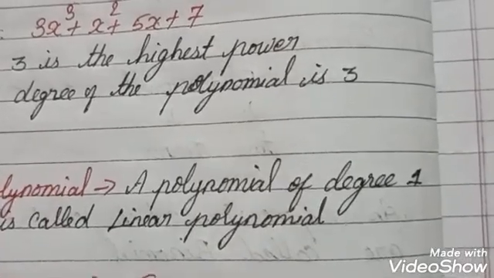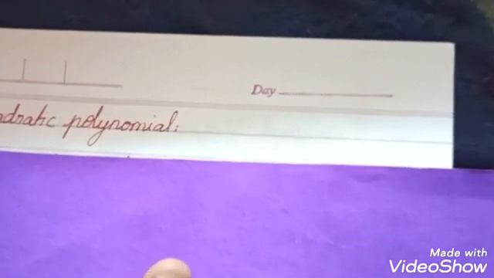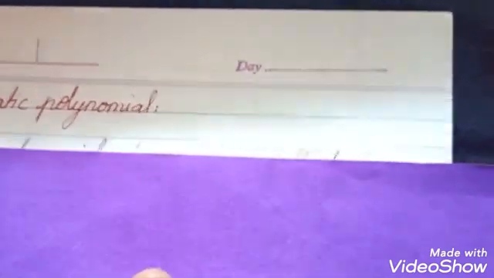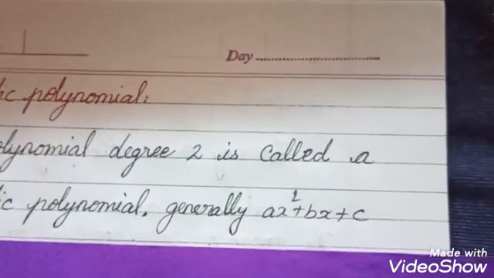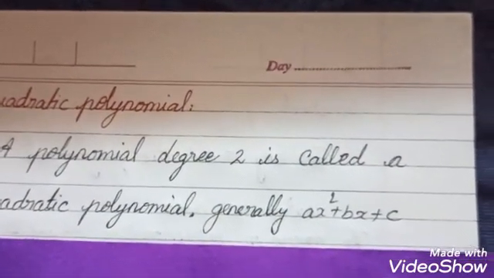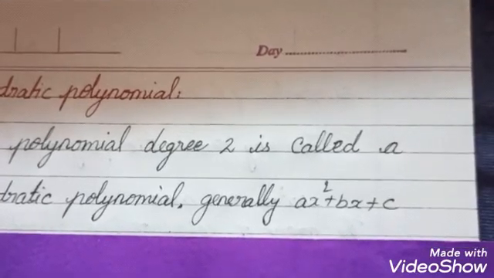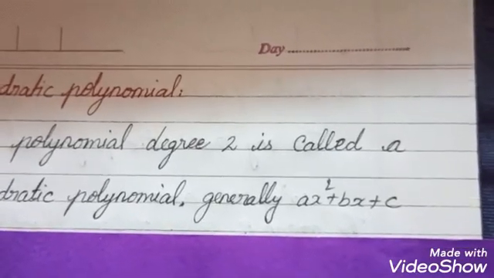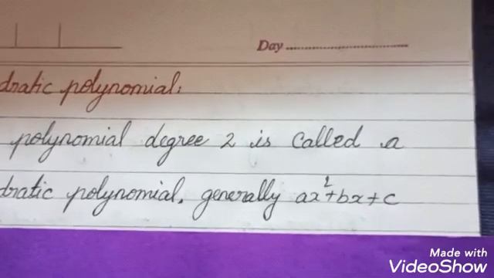Next we move on to the quadratic polynomial. So linear consists of degree 1. What is meant by quadratic? In the same way, a polynomial of degree 2 is called a quadratic polynomial. It can generally be written as ax square plus bx plus c. It is the general form of a quadratic equation.